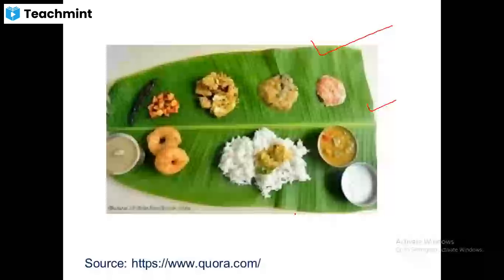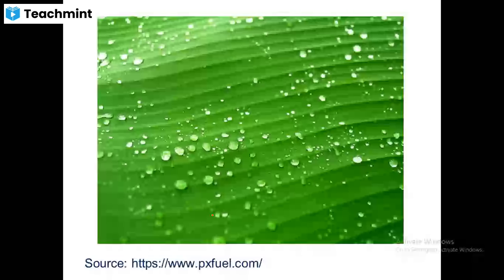This is what you observe, right? When you wash that banana leaf with water, you find that we get these spherical shape liquid drops on the banana leaf. If at all you have not done this, please do it.